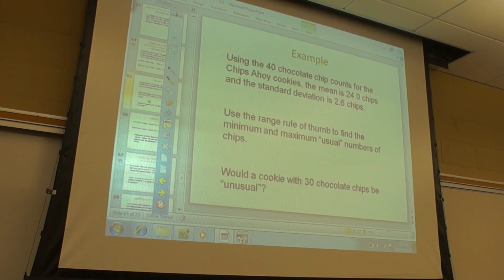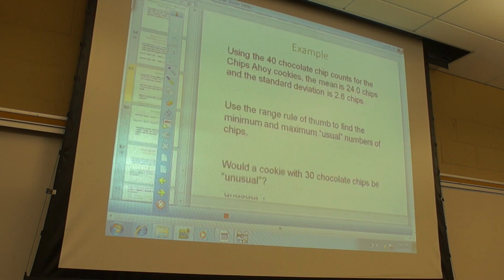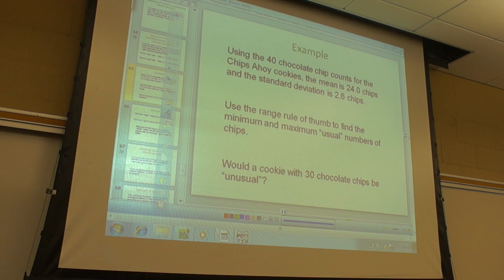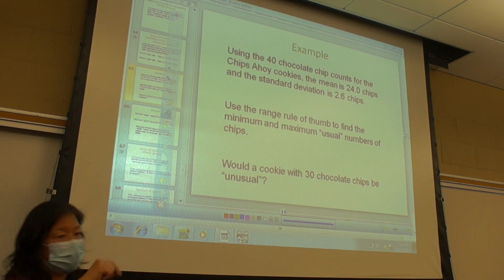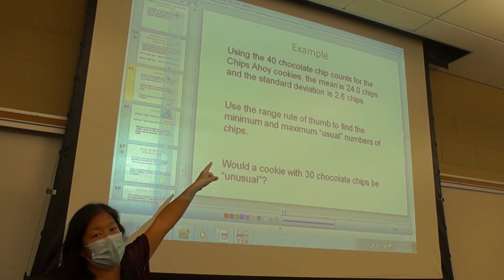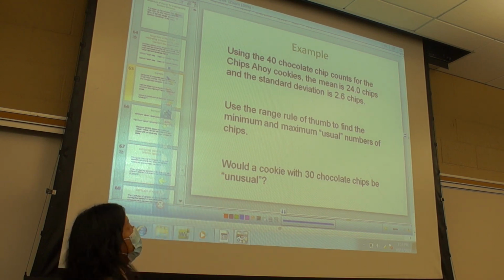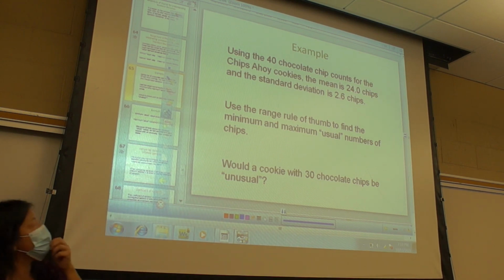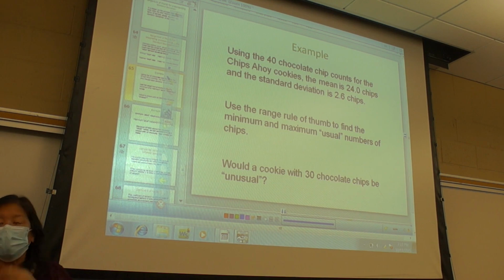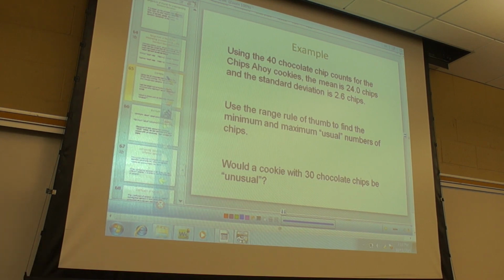Let me see, there's one more slide. Oh yeah, here's an example. All right, so you guys do this one. This is the last thing we're going to do. So there are 40 chocolate chip cookies. We looked at them to count how many chocolate chips are in there. They have a mean of 24.0, standard deviation of 2.6. Find the usual minimum and maximum values of chocolate chip cookies. Mean is 24.0, standard deviation of 2.6.